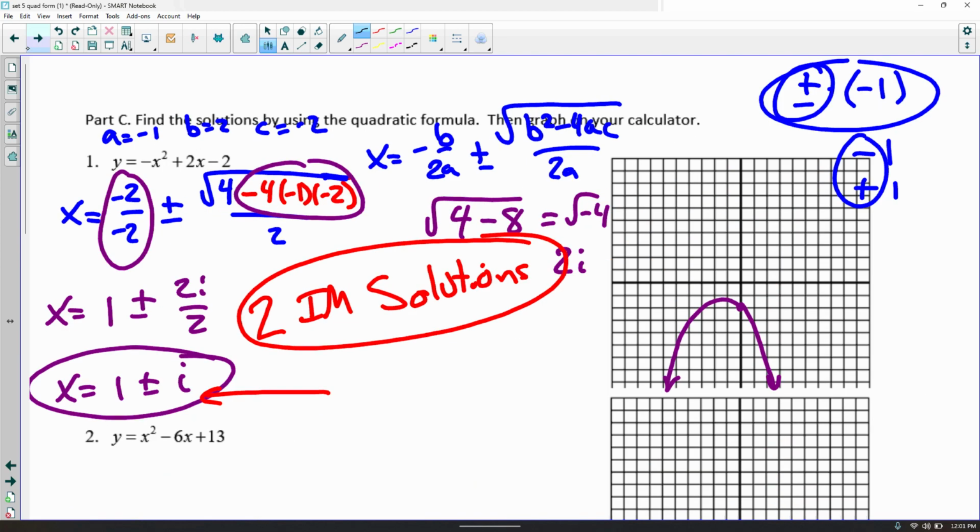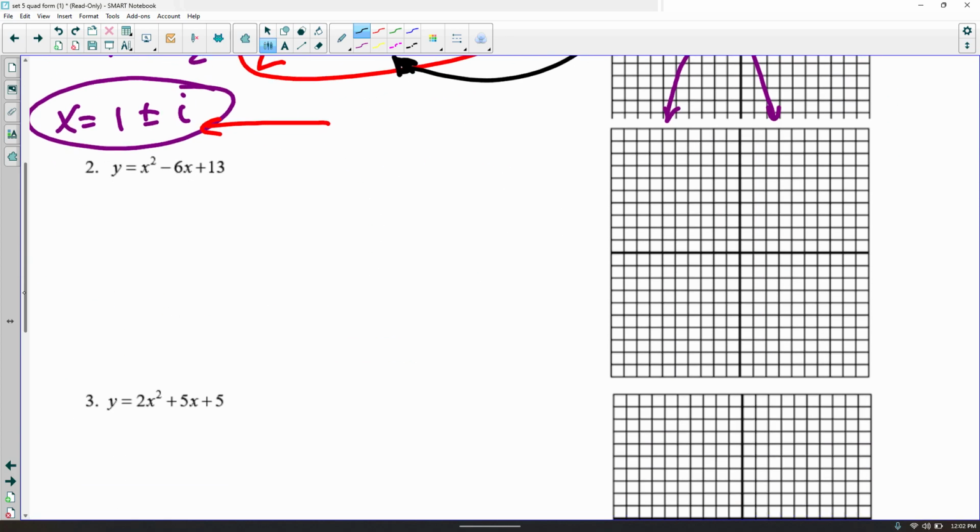Part C. What's that? Negative. It makes sense here that would mean that there are 2 what? Imaginary solutions. Okay? So the whole idea here, and we'll go ahead and do this next one. If we do this next one, we will end up with an i situation again.